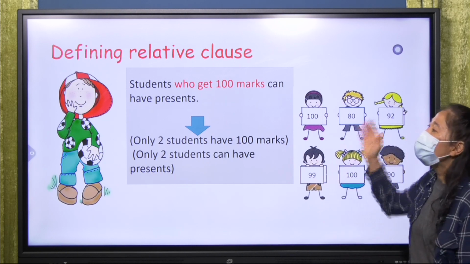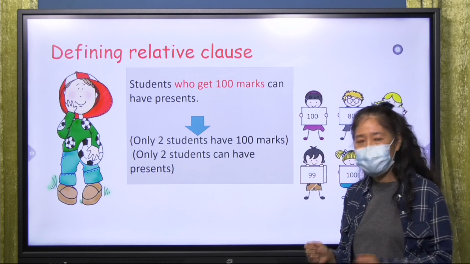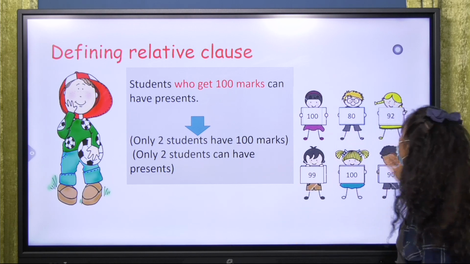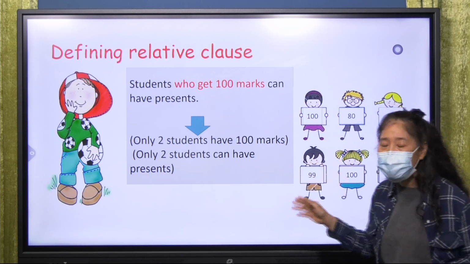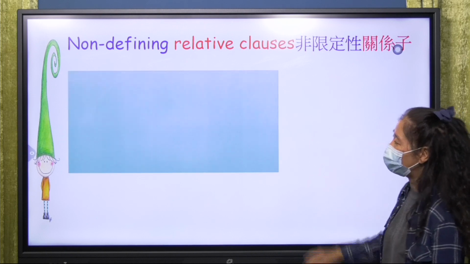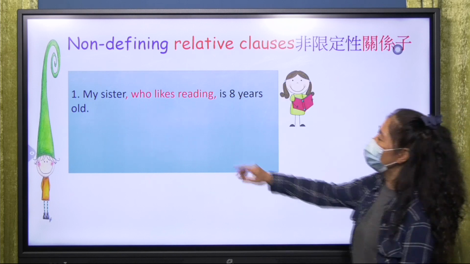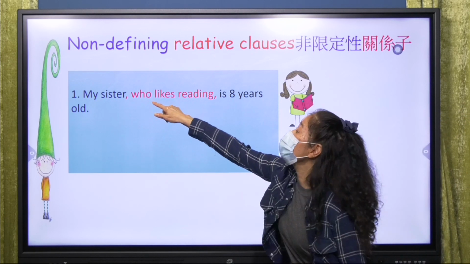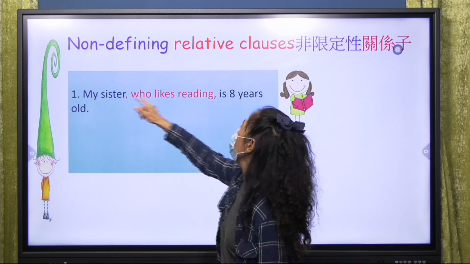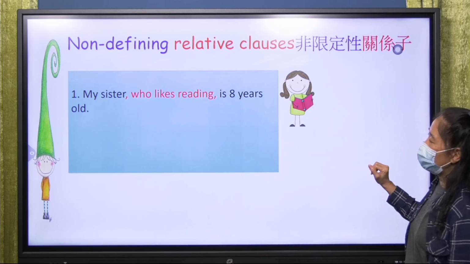Okay? So defining clauses are very important, giving information to people about what you are talking about, who you are referring to. Okay, now that is a defining relative clause. So what about non-defining? Non-defining, here, I give you an example. My sister, comma. Now this is a non-defining relative clause, by having commas around the relative clause.